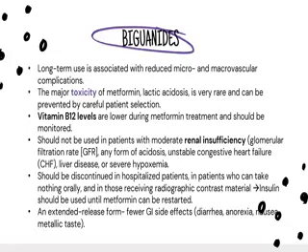Should not be used in patients with moderate renal insufficiency, GFR, any form of acidosis, unstable congestive heart failure, liver disease, or severe hypoxemia. I forgot exact GFR. I think it is less than 30. Okay. Should be discontinued in hospitalized patients, in patients who can take nothing orally, and in those receiving radiographic contrast material. Insulin should be used until metformin can be restarted. An extended release form has fewer GI side effects.